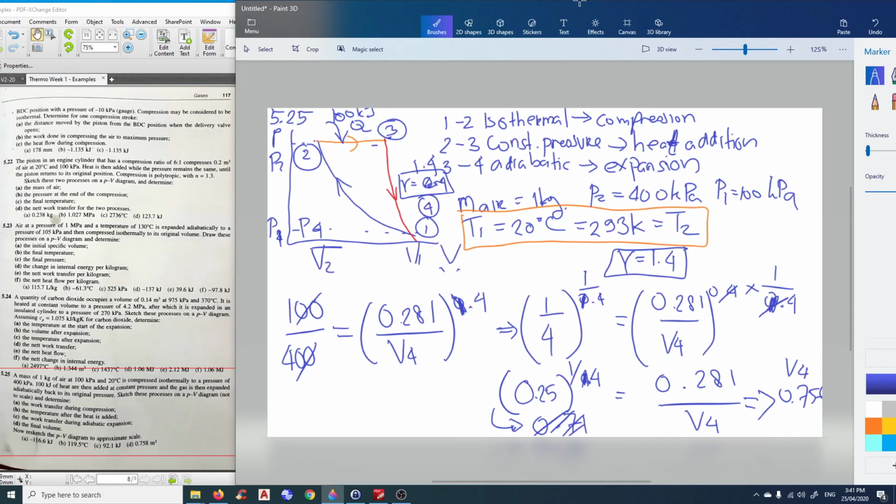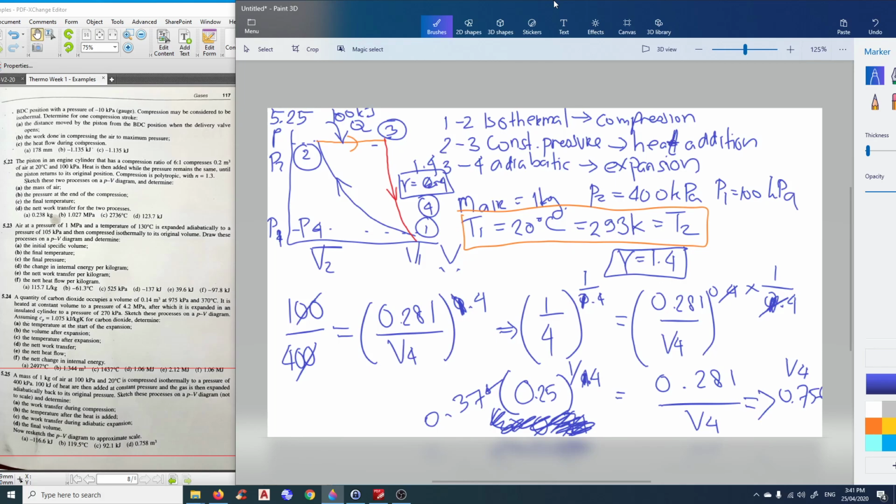1 divided by 1.4, 0.25 to the power of that. So that one is 0.37. Okay, apologies about that. Sorry for the confusion.